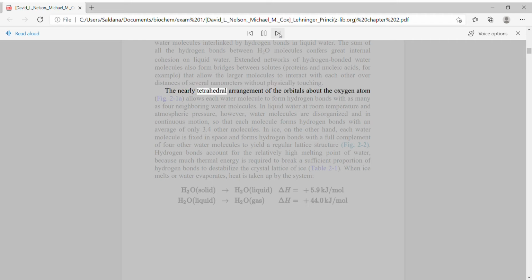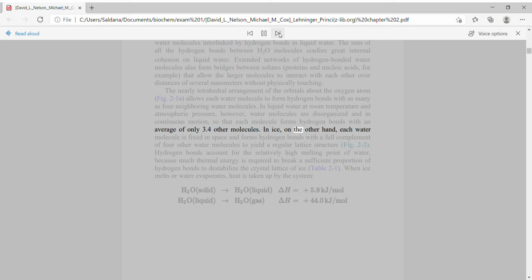The nearly tetrahedral arrangement of the orbitals about the oxygen atom, Fig. 2-1a, allows each water molecule to form hydrogen bonds with as many as 4 neighboring water molecules. In liquid water at room temperature and atmospheric pressure, however, water molecules are disorganized and in continuous motion, so that each molecule forms hydrogen bonds with an average of only 3.4 other molecules.